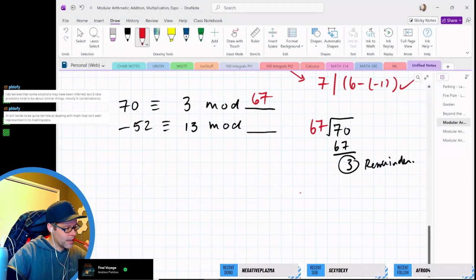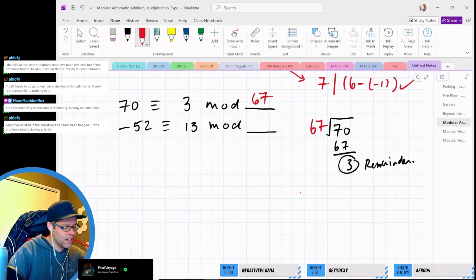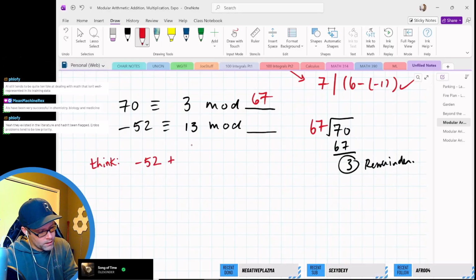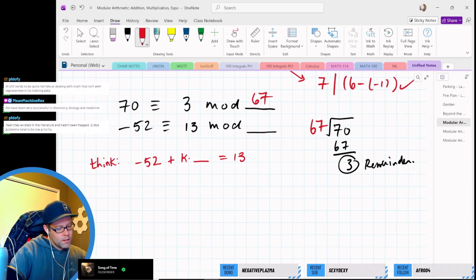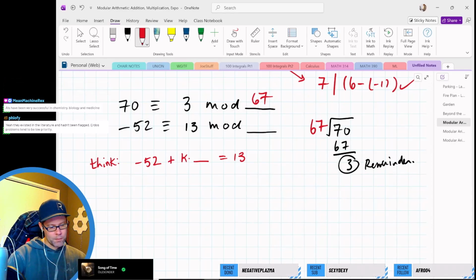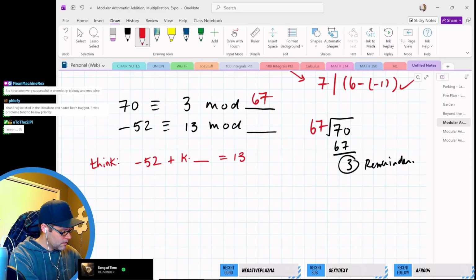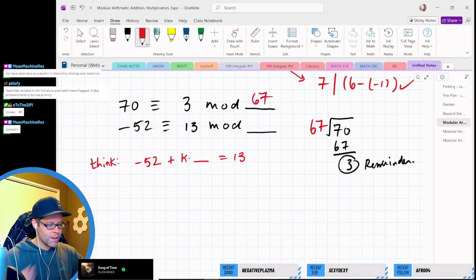Ooh, this is interesting. Negative 52 congruent to 13 in some mod. So the way that I want to think about this is I need to start with negative 52, and I need to add multiples of something, right? I need to add like k times a blank number, and I need to land on 13. So, I mean, we could pick the easiest number, which I suppose is just 52 and 13, right? We just need to span that distance. So 52 and 13 is 65.